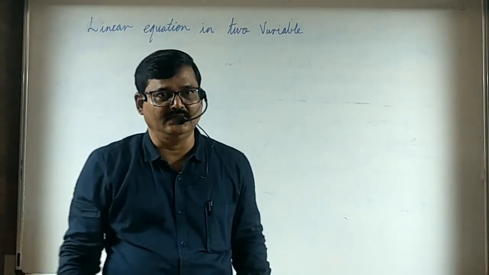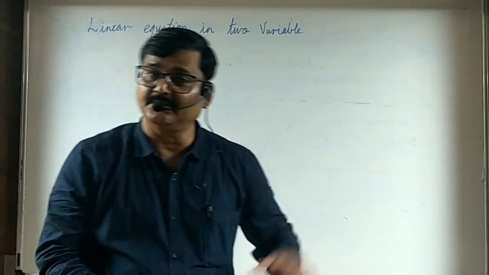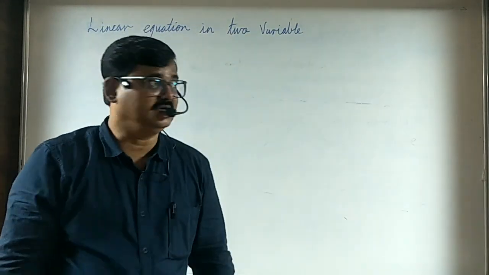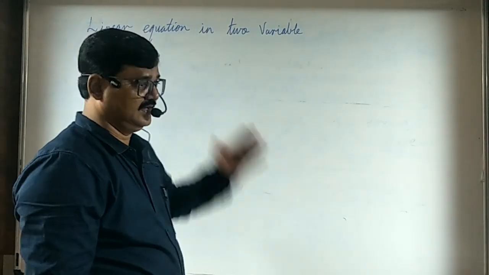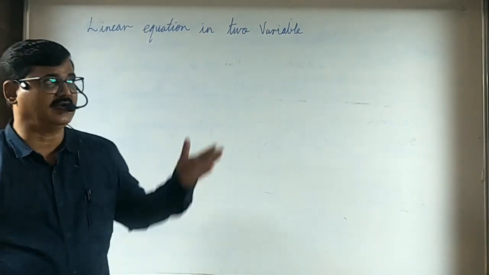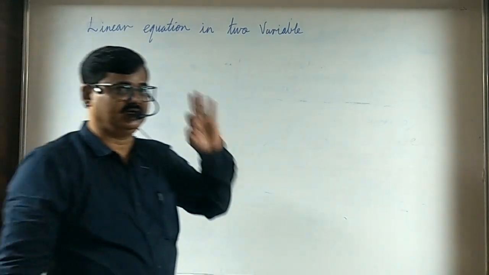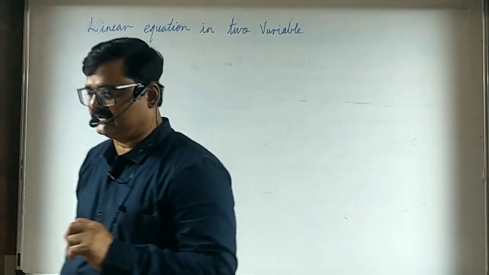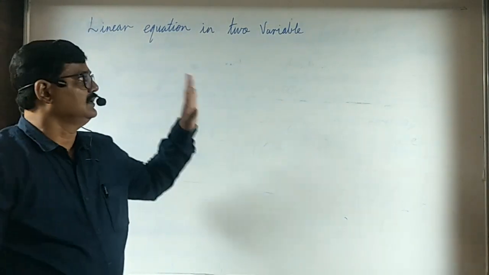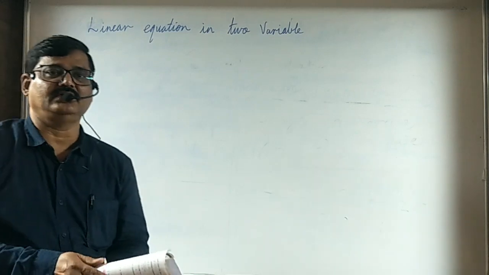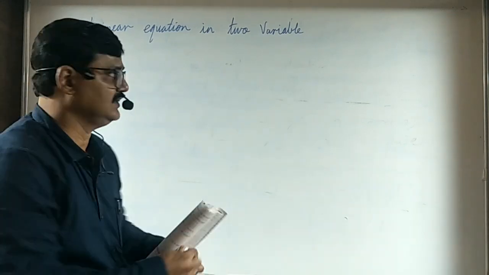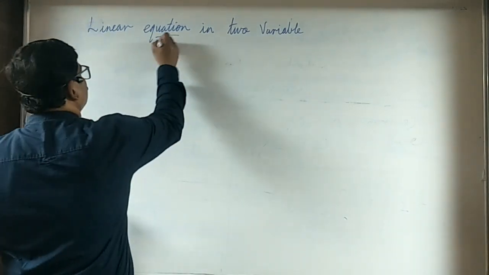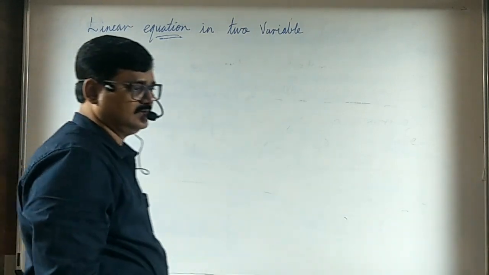So today we are going to start with the first chapter of your algebra, that is linear equation in two variables. That is the first chapter of your Maths 1, your algebra section. First I'll start with an introduction to this. First I'll explain what an equation is. What do you mean by equation? Let's see about that.